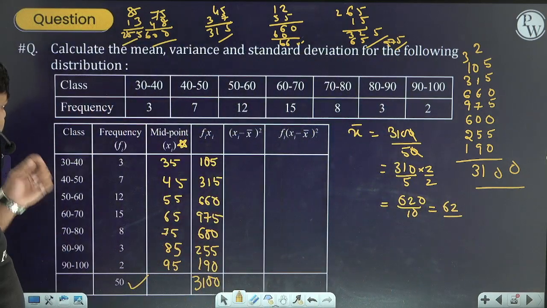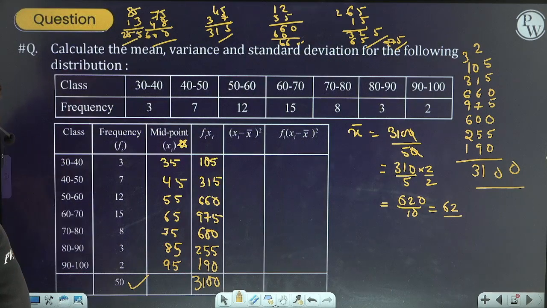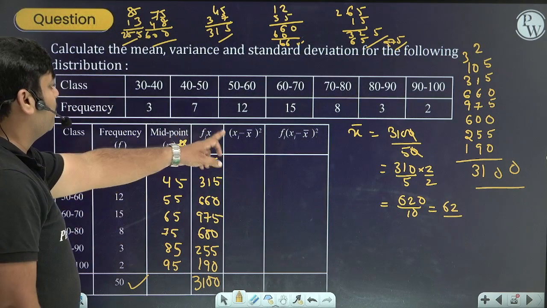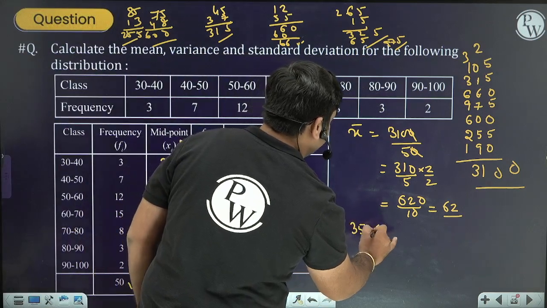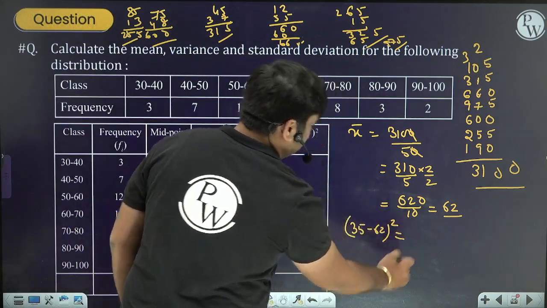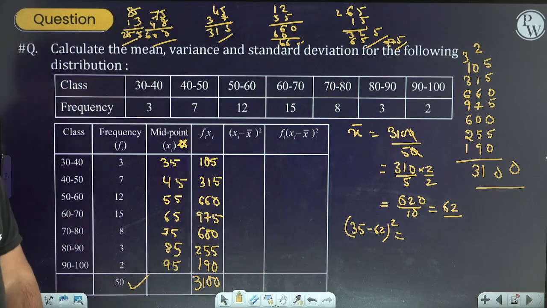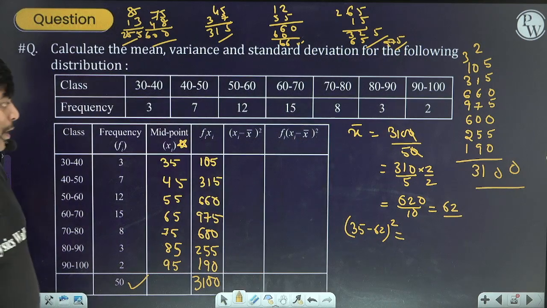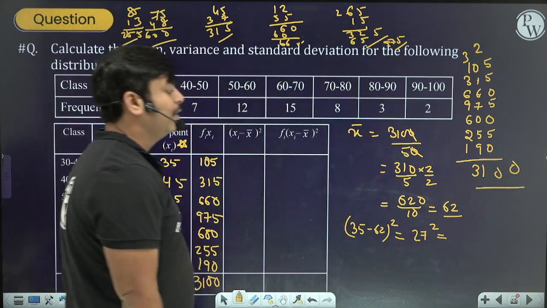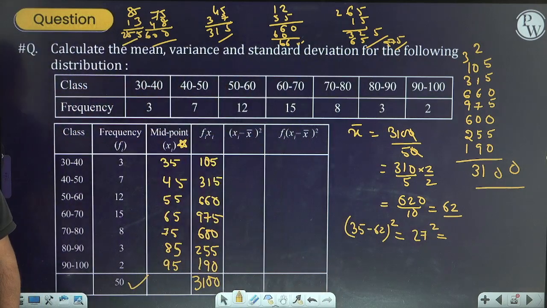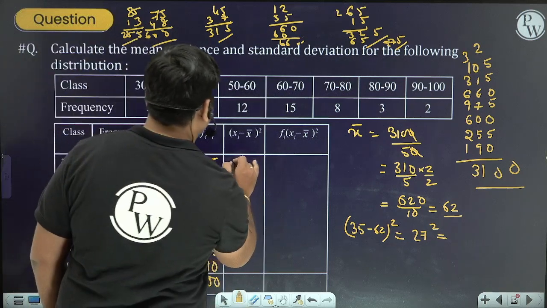Okay. So xi minus x bar whole square. So 35 minus 62 whole square. Oh my God, it's becoming so complicated. But yes, you need to do that, people. You don't have any other choice. So 62 minus 35, 27. 27 square, how much is that? 729. Right. So please look into that, people. 27 square should be 729.